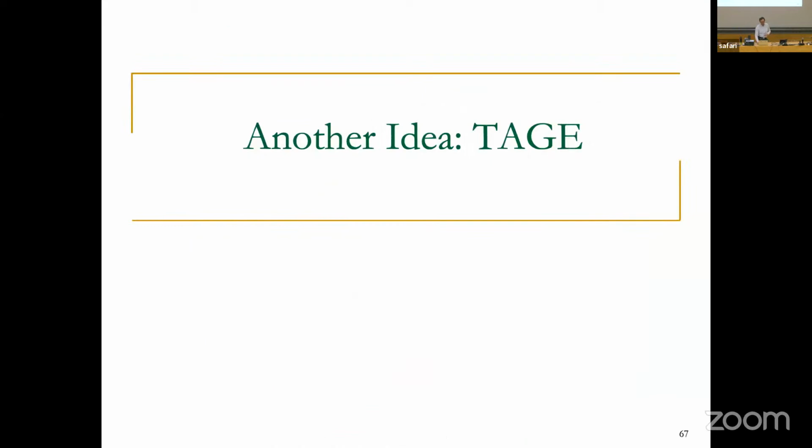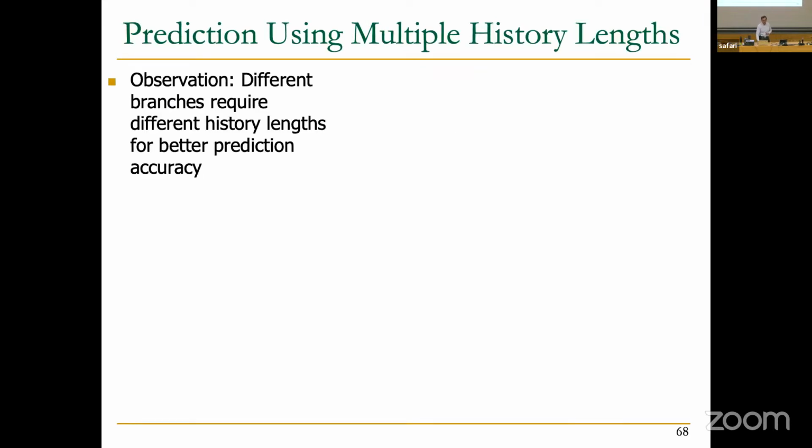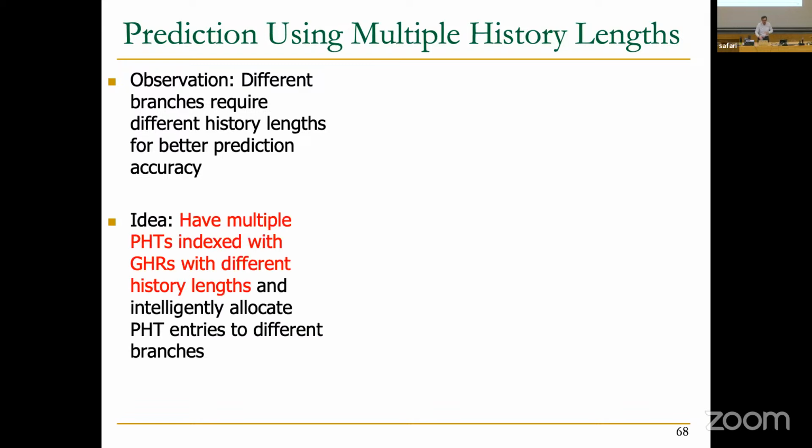Now, let me give you another idea. This is the Tage idea, which is the competitor, if you will. And the idea here is to use multiple history lengths. And I've already given you the observation. Different branches require different history lengths for better prediction accuracy because the branch that you're correlated with may be either close or very far in the program, right? And it makes sense if you think about how you write a program. You may actually test a condition here. 1,000 instructions later, or I don't know, 1 million instructions later, you may test the same condition again, right? So there could be a correlation or a similar condition.